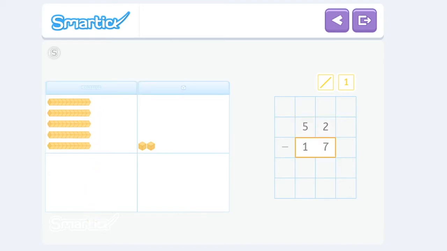Now we have to take away 17. Let's start with the units. We have to take away 7, but we can't. We only have 2 to take away from. What can we do? We can't get more blocks, because then we would have more than 52. But we'll have more units if we break down a rod of 10. Let's try it.